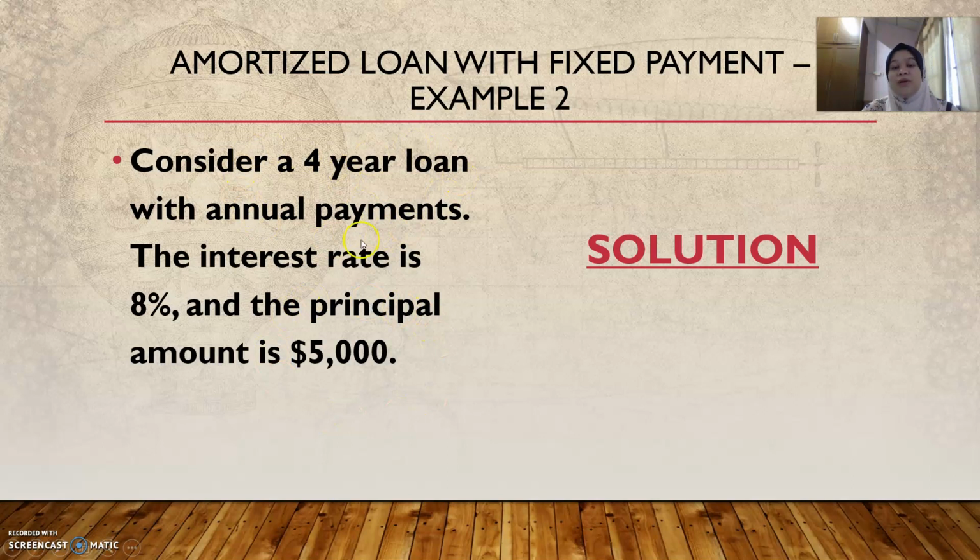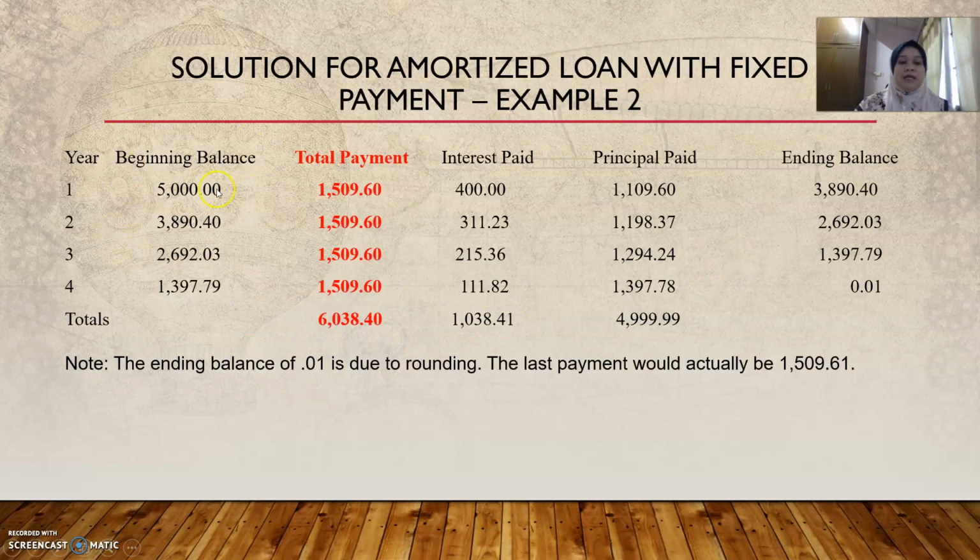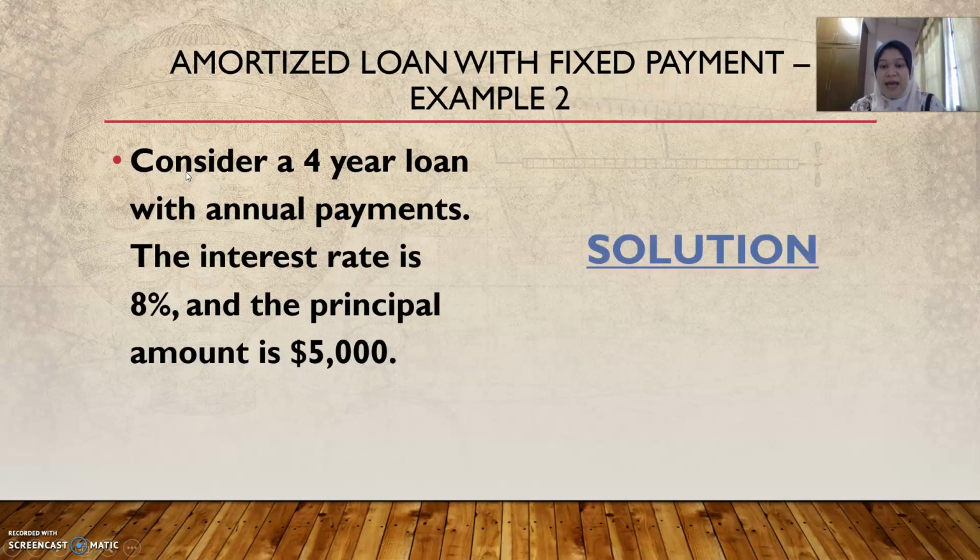Okay, so you know that you need to find what is the C, the annual payment, the one that you need to find. And the principal amount is 5,000. So let's see this example. Okay, so the principal means that you are given the beginning balance. The amount that is given to you will become the beginning balance for your loan.